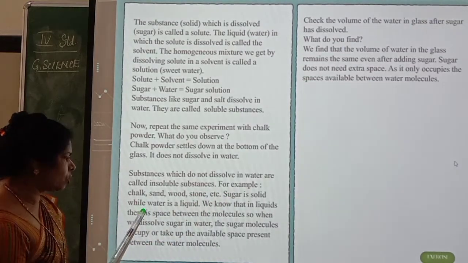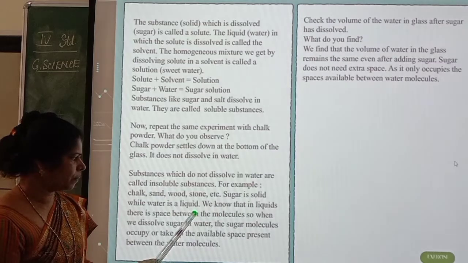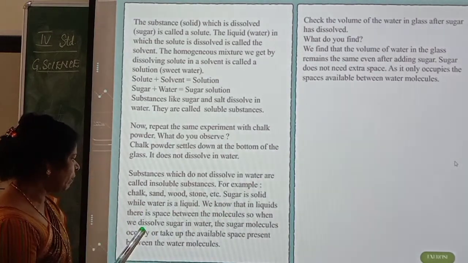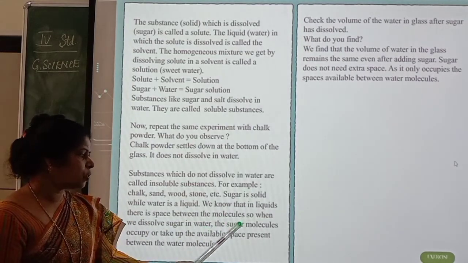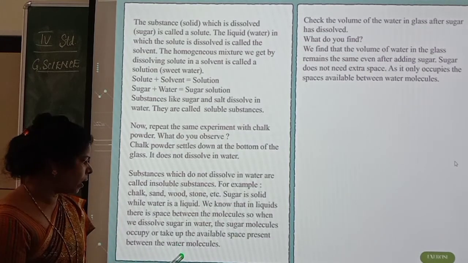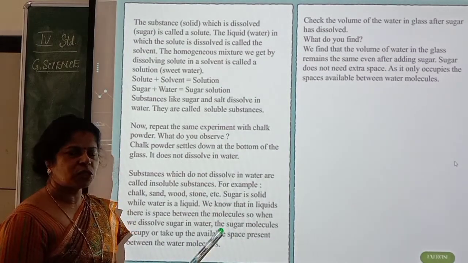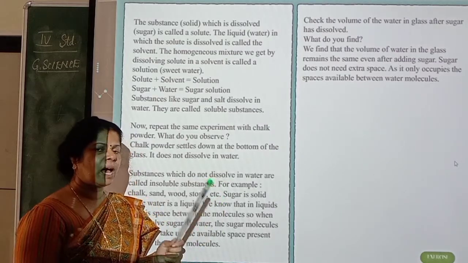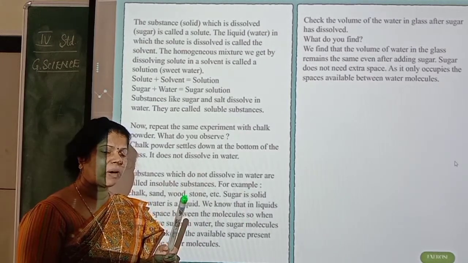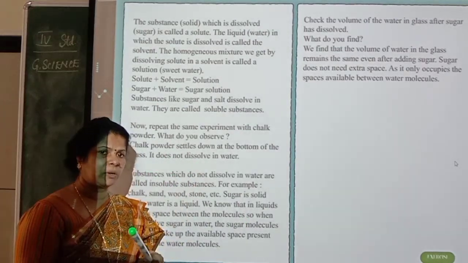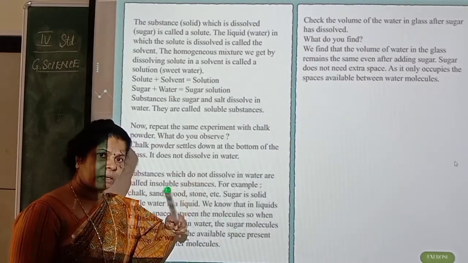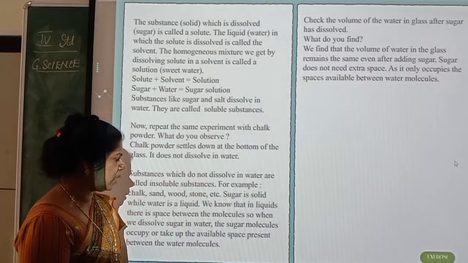Sugar is solid while water is liquid. We know that in liquids there is space between the molecules. So when we dissolve sugar in water, the sugar molecules occupy or take up the available space between the water molecules. Understood? That was already explained in the previous class, how the molecules are arranged in solid, liquid and gas. In liquid there is some space between the molecules. So there is intermolecular space wherein the sugar molecules go and deposit.